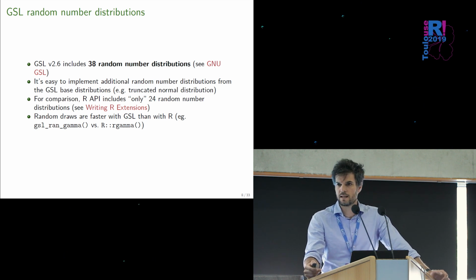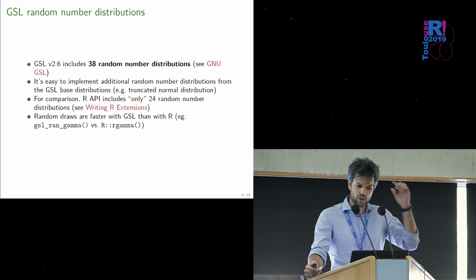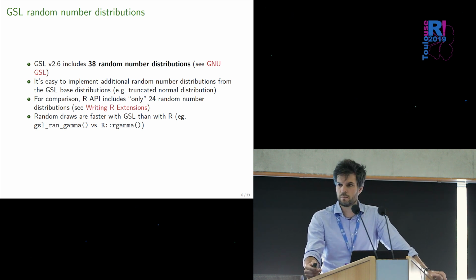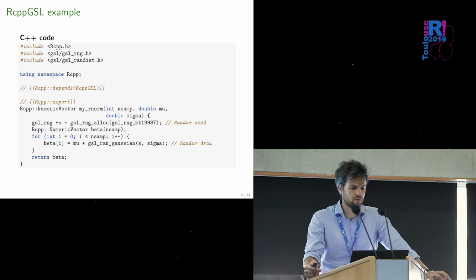So for example, GSL includes, for version 2.6, 38 random number distributions, while the R API includes only 24 random number distributions. And it is really easy to implement a new random number distribution from the GSL-based distributions. For example, in the following example, we have developed our own truncated normal distribution. And usually the random draws are faster with GSL than with R, for example for the gamma distribution.